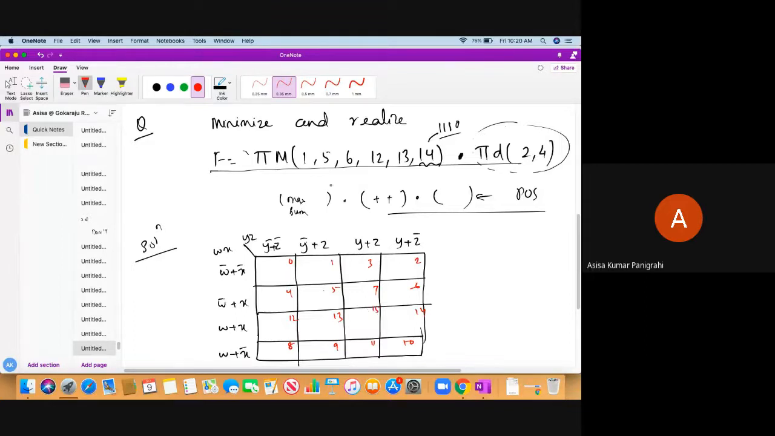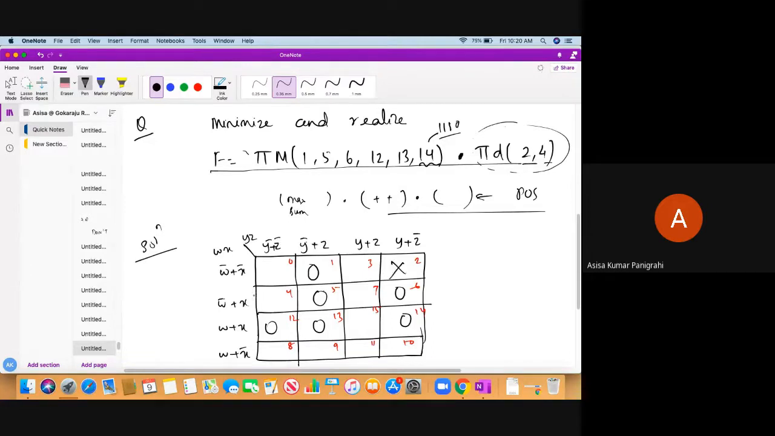Now wherever the max terms are present, just put those max term values in the particular max term positions in the KMF we have constructed. So 1 is present, so I am going to put 0 in place of 1, because these are all POS, so you have to put 0. Then 5 is present, 6 is present, 12 is present, 13 is present, 14 is present, and 2 is don't care, 4 is don't care.